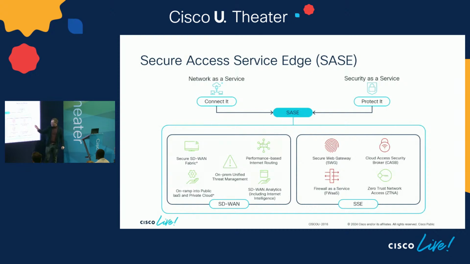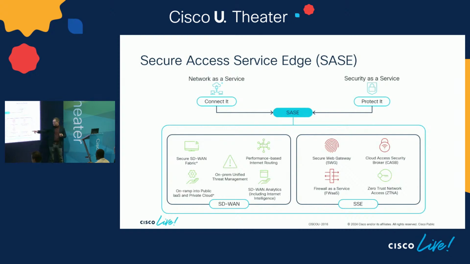And we can see that Umbrella is covering these capabilities colored red on this slide. So firewall as a service, secure web gateway, and CASB. So how about ZTNA, or Zero Trust Network Access? This is not provided by Umbrella.